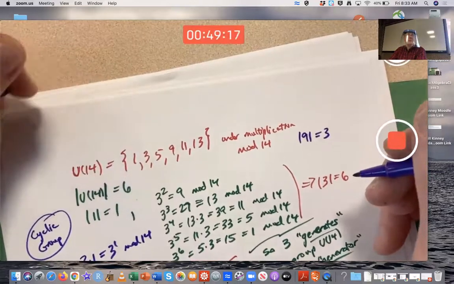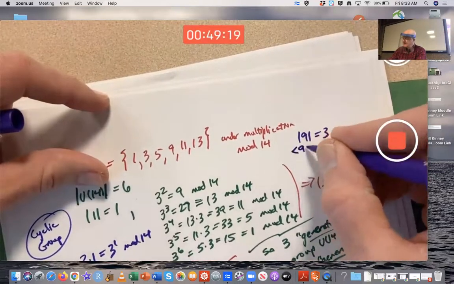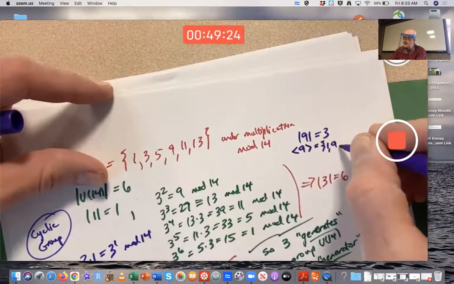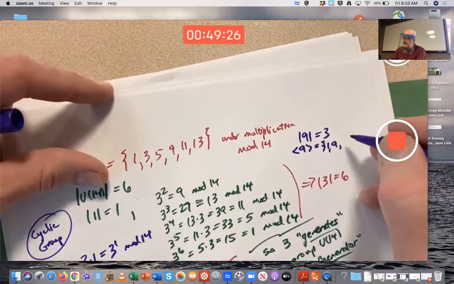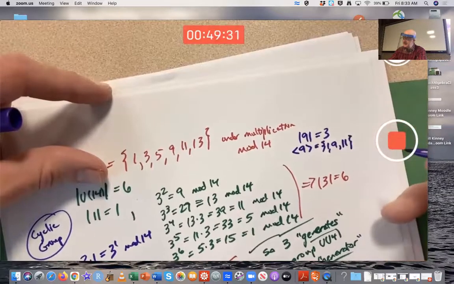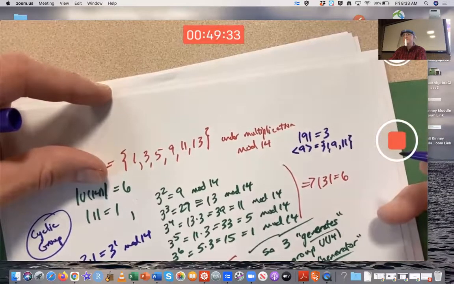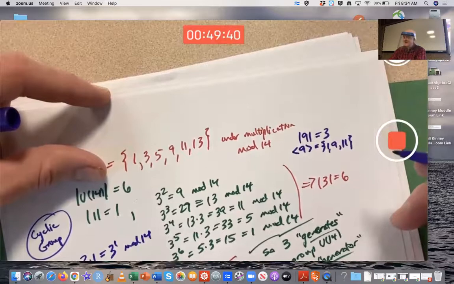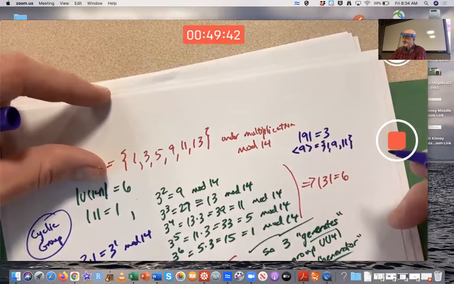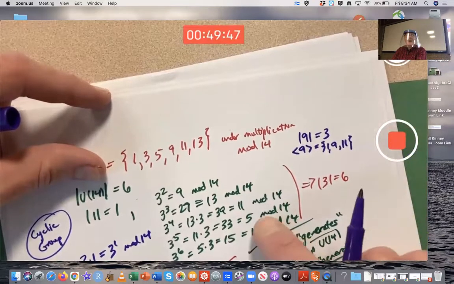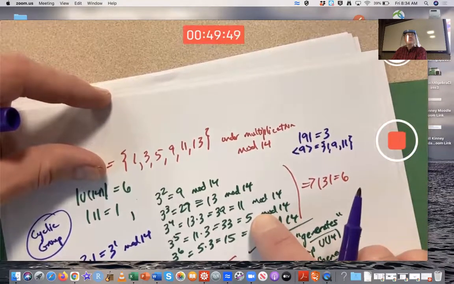The cyclic subgroup it generates consists of 1, 9, and 11. Right? Yeah. There is one more generator. It's 5. 5 is the other generator.